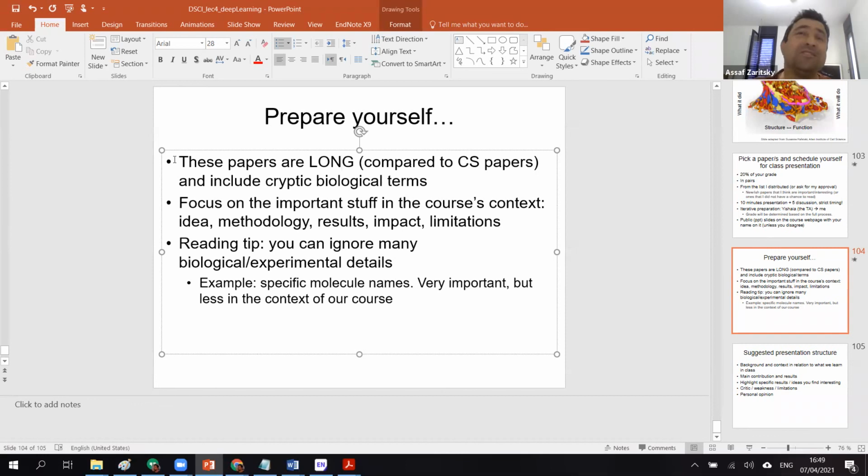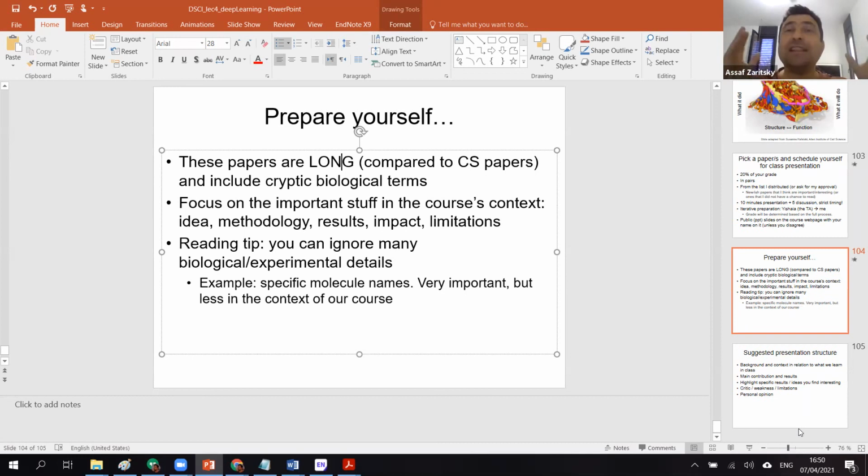What I can tell you as advice is to try to ignore some of it. The name of a molecule is important, but you can refer to it as X. What you need to be careful about is not going into loopholes. You see a term, you go to Wikipedia or Google it, and then you read about it. Then you see another term and you start reading about that. You're never going to finish reading your paper this way. This is also good practice for perfectionist people: you're not going to understand everything.